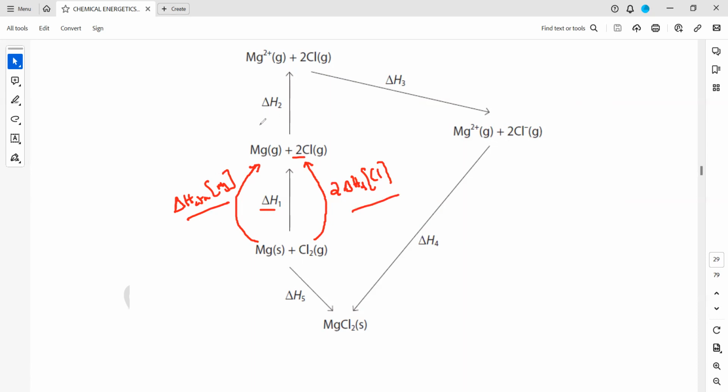What about delta H2? In delta H2, chlorine does not change, but magnesium has turned into an ion. So what is delta H2? Delta H2 is the sum of the first and the second ionization energies of magnesium. It's not only the first, because two electrons are removed.